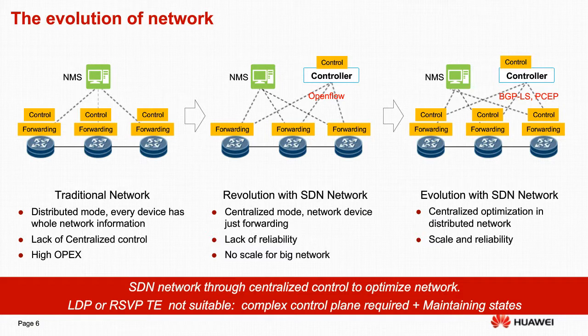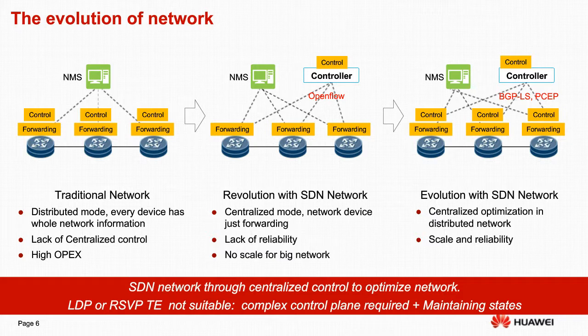Maybe I can add some additional information about this reliability issue. Actually, the difference between the second picture and the third picture is that the forwarding device still has some control, like local convergence. In the failure process, each node still handles it and can have faster convergence. It can deploy the TI-LFA, some FRR function. Unlike the second picture, where all of this kind of calculation will be done in the controller.